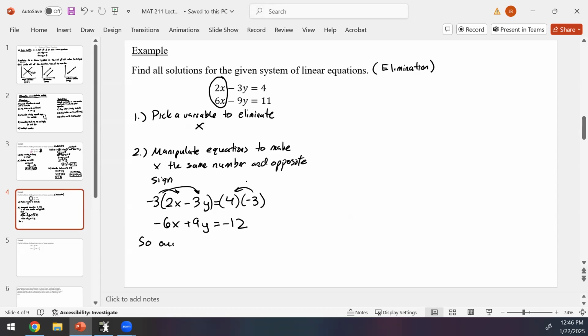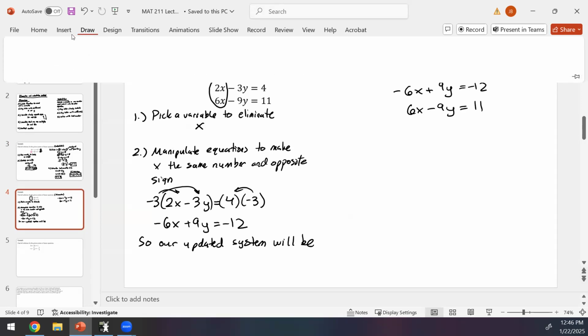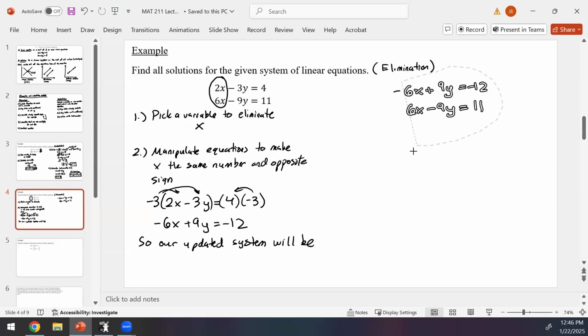So our updated system will be negative 6x plus 9y equals negative 12. And then 6x minus 9y is equal to 11, right? So that is what my system is going to be.